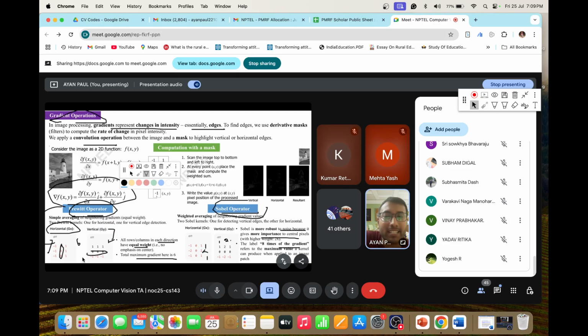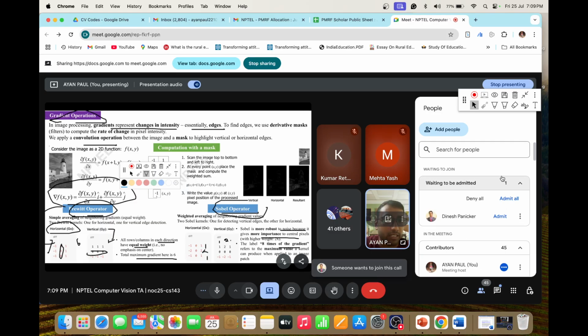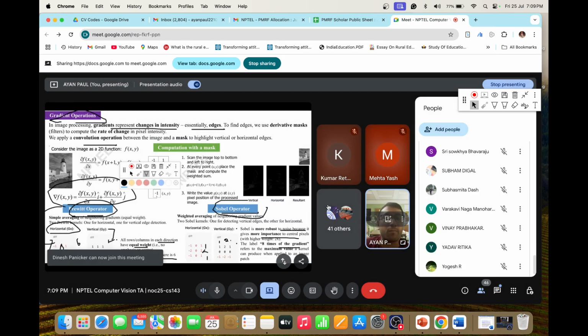The characteristic of this Prewitt operator is that all the rows and all the columns have equal weight. And if you do the absolute sum, it will come to 6. Whereas for the Sobel operator, the characteristic is that the middle row or middle column has 2x weight compared to the first column and the third column, or the first row and the third row. And again if you do the absolute sum, it will come to 8. So that is the difference between the Prewitt and Sobel operator. Okay, so is it clear to all of you?